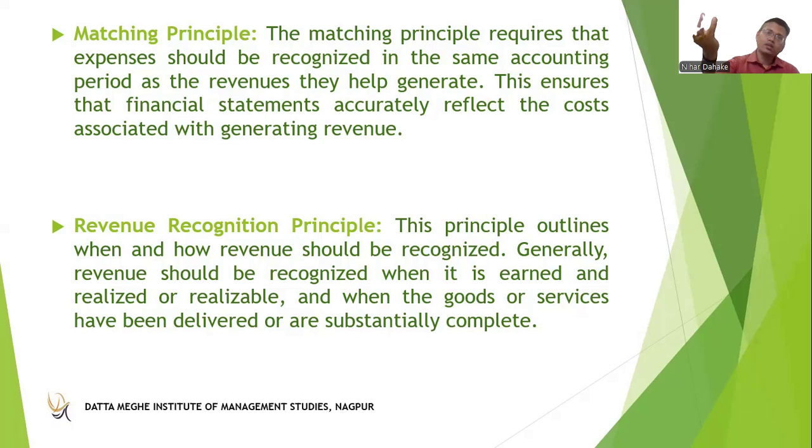If you are selling goods on a credit basis, so you will get money after 2 or 3 months. It is realizable basis. So revenue recognition principle says that revenue should be recognized when it is earned and realized or realizable, and when the goods or services have been delivered or substantially completed. So after getting money, if you are delivering your goods or services to your customers, and you substantially complete your transaction, then the revenue recognition principle works. Means what? You are selling goods and taking money in advance, and when you deliver the goods, your transaction is completed. That is called revenue recognition principle.